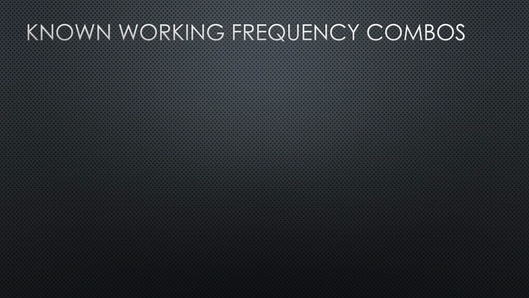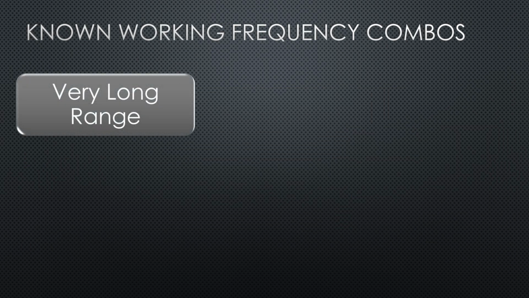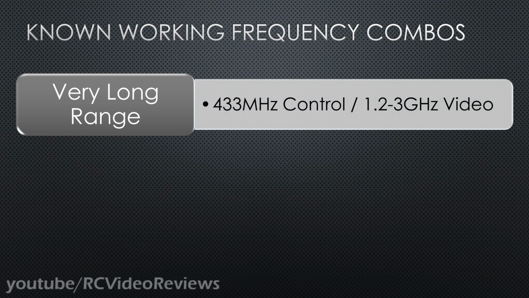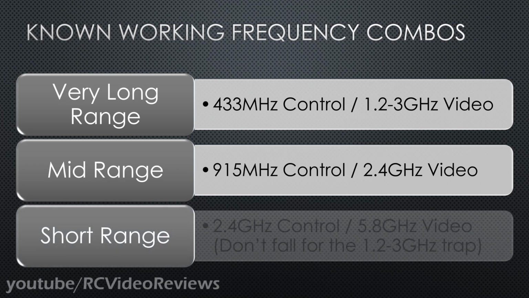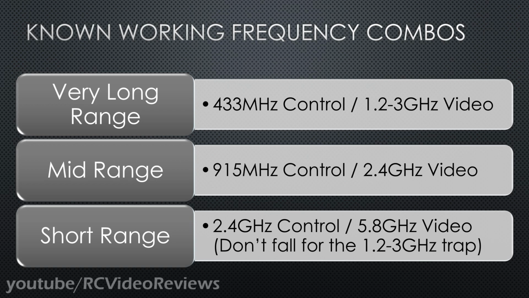I'll wrap up by giving you a couple of known working frequency combos. For very long range, consider 433 megahertz for control and 1.2 or 1.3 gigahertz for video. For mid-range, look at 915 megahertz for control and 2.4 gigahertz for video. And for short range, 2.4 gigahertz for control is fine, 5.8 gigahertz for video is fine. Just make sure you don't fall for the 1.2 to 1.3 gigahertz trap. And what I mean by that is 2.4 gigahertz is a 2F harmonic of 1.2. So if you take 1.2 on video and double it, you're at 2.4 gigahertz and you could step on your control with that one. So don't fall for it. Stick with 5.8 if you're going to do short range.